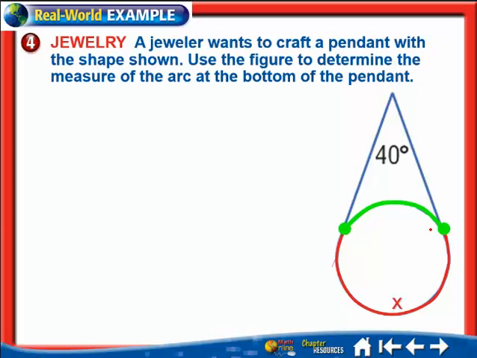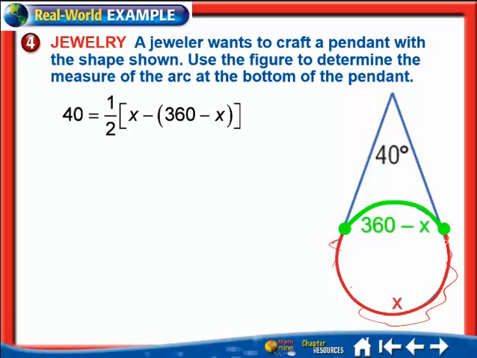360. So this green part is the whole 360 degrees minus the x part. So that's what I'm going to call it. I'm going to call it 360 minus x. It's the whole circle minus this red part here. If I took away this red part, I would be left with the green arc. So now I'm just going to set up my equation the way I have been.